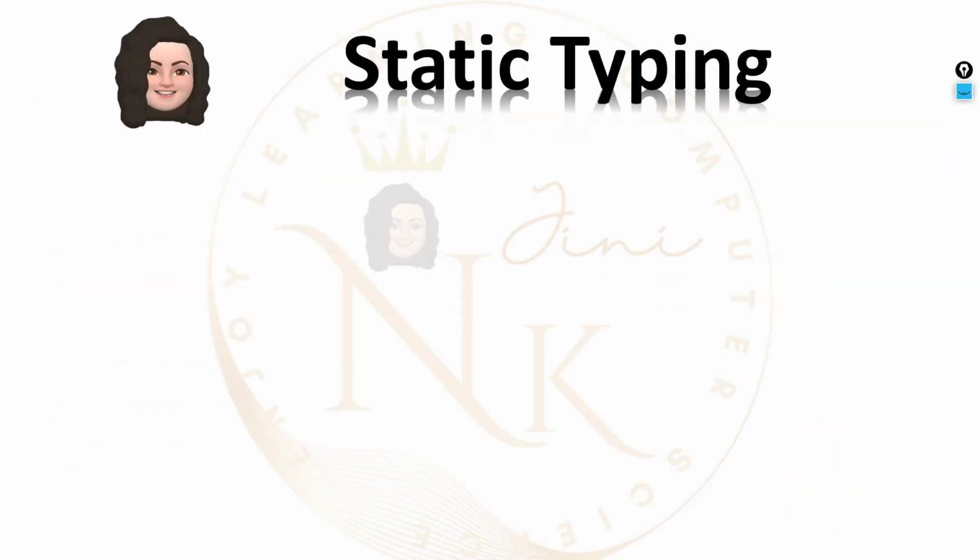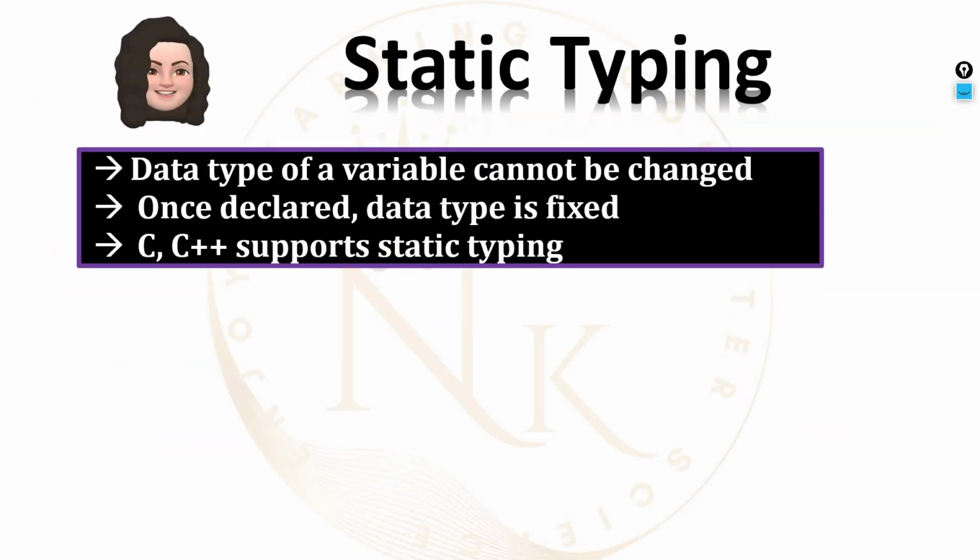Correct? Now static typing. Static typing means once you declare a variable, it cannot be changed. So in C or C++, first you have to declare the variable. I am declaring int c. What happens? Throughout the program, the variable c will be of integer data type. It will not access any other data type. So it becomes static, it becomes constant. So data type of a variable cannot be changed. Once declared, data type is fixed. So C and C++ support static typing.